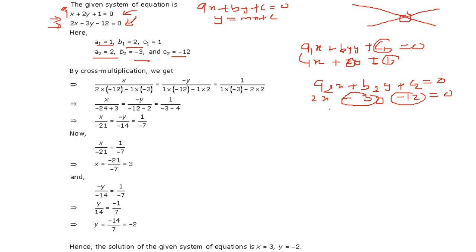Now when we want to solve it using cross multiplication, we write x like this. Whenever we write x, we don't take the coefficient of x. We take the other ones and we cross multiply. What is cross multiplication? Cross multiplication means multiplying like this. So here you have 2, and you multiply it with minus 12. And the second cross multiplication is this, minus 3 into 1. Then you subtract them. So there is a negative sign. When you come to y, you put a minus y.